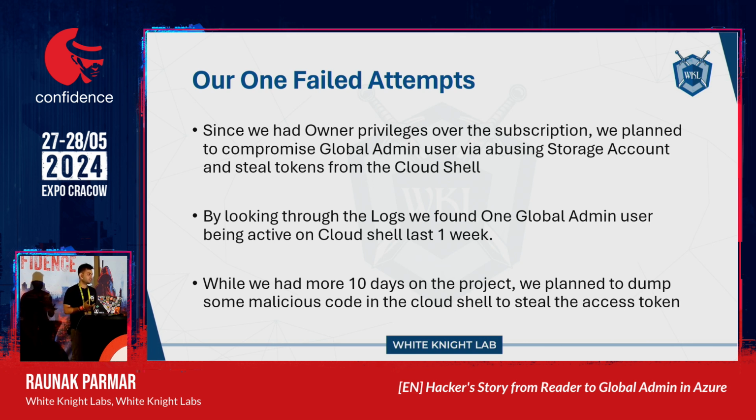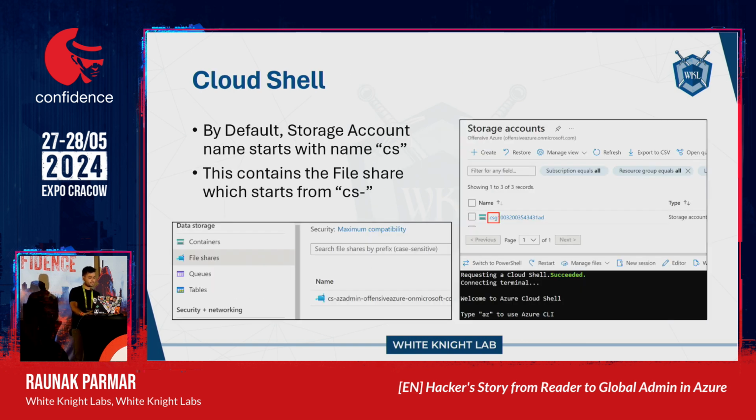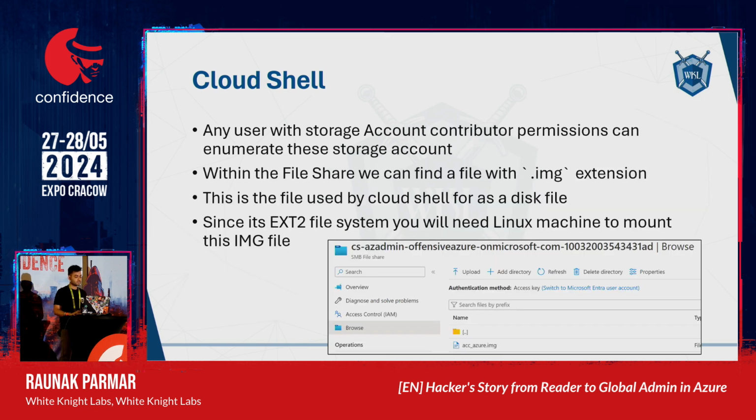Now, because we were the owner, we can access all the storage accounts. To identify those storage accounts is very simple. Those accounts start with the name CS, and the file share name starts with CS dash and the username of the user. So any user with storage account contributor permissions can enumerate these storage accounts, and within the file share we can find a file which is .img, which you can see in the image. This file is used by Cloud Shell as a disk file, and it gets mounted to the Cloud Shell.